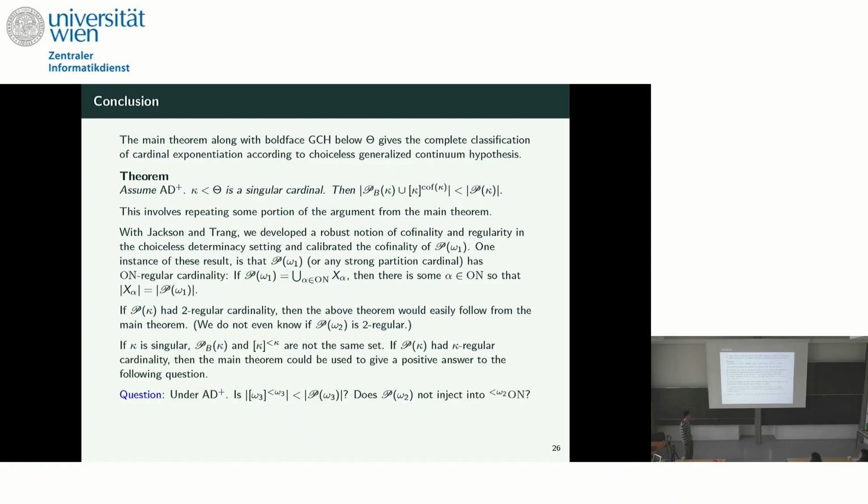When kappa is singular, P(kappa) and kappa to the less than kappa are not the same set. Now, if power set of kappa was kappa regular, then we could use the main theorem to give a positive answer to this question. So these we still don't know. Omega 3 is the first singular cardinal. Is omega 3 to the less than omega 3 strictly smaller than the power set of omega 3? Does the power set of omega 2 inject into the less than omega 2 length sequences of ordinals?